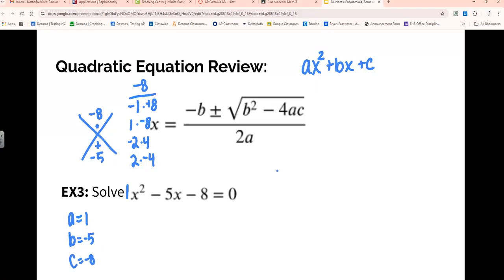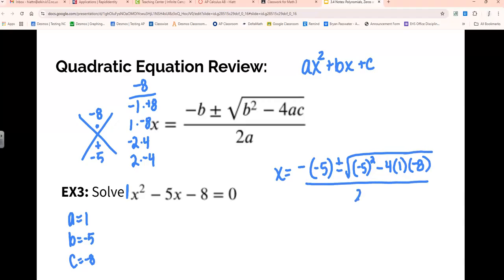So I'll just plug it into this formula. I've got negative B, B is negative 5, plus or minus square root. B squared: make sure right here you put parentheses around that negative 5 before you square it, or it's not going to work. Negative 5 squared minus 4 times A, which is 1, times C, which is negative 8, all over 2A, so 2 times 1.